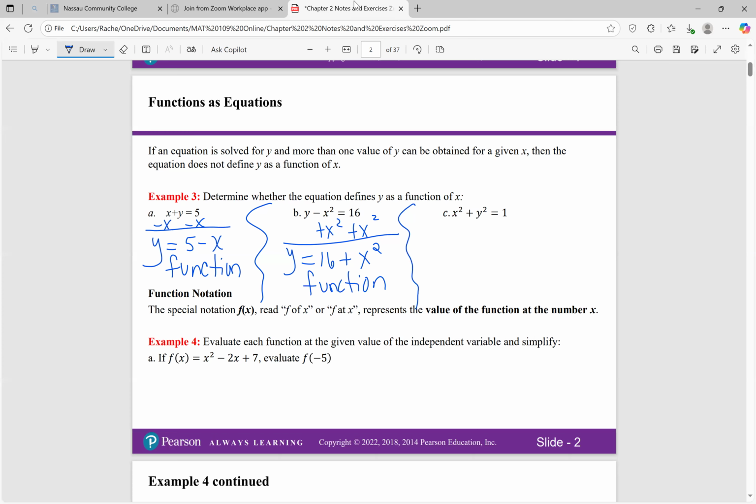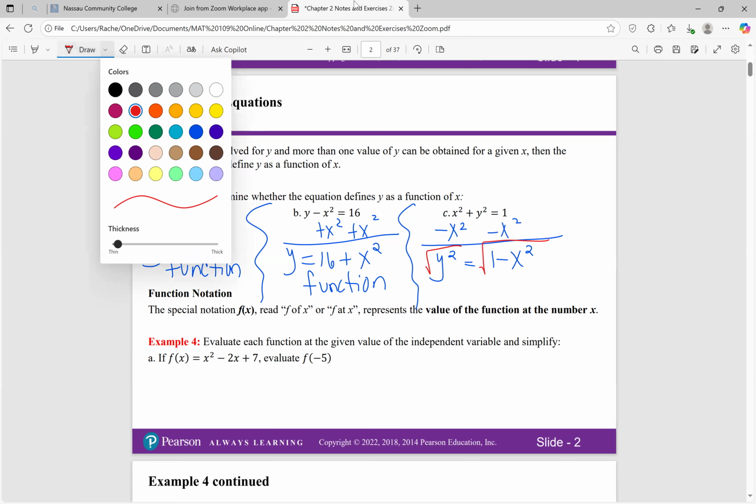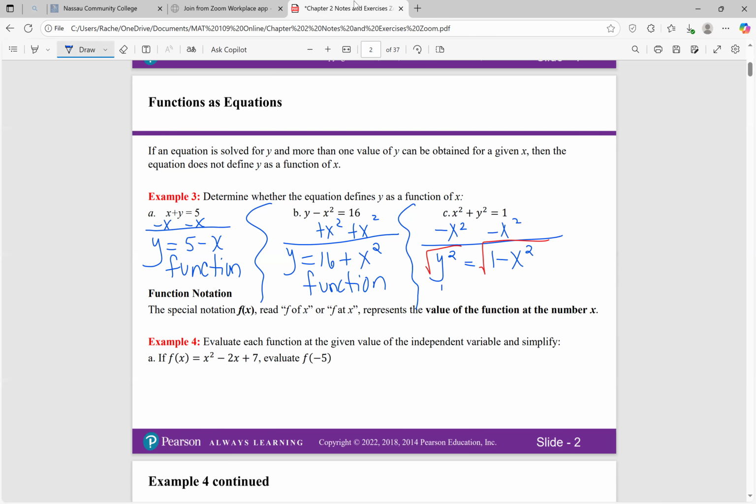But look at example C. Let's solve for y again. So I'm going to subtract x squared from both sides. So I'm going to get y squared is equal to 1 minus x squared. Now, I don't want y squared, I want y, right? So I have to take the square root of y squared. So then I'm going to have to take the square root of 1 minus x squared, right? So I'm going to get y is equal to plus or minus the square root of 1 minus x squared. Remember, when we use our square root property, I have two roots, a positive and a negative.